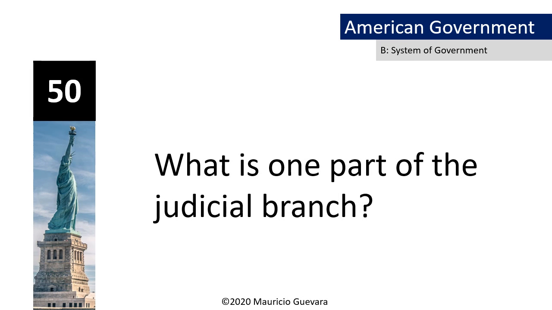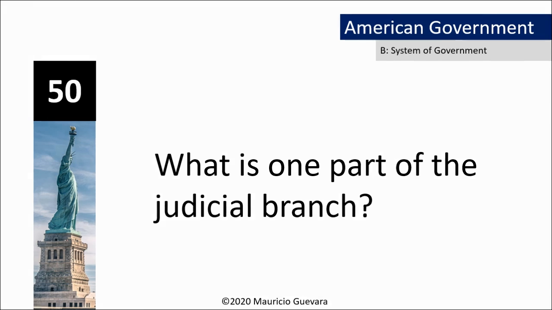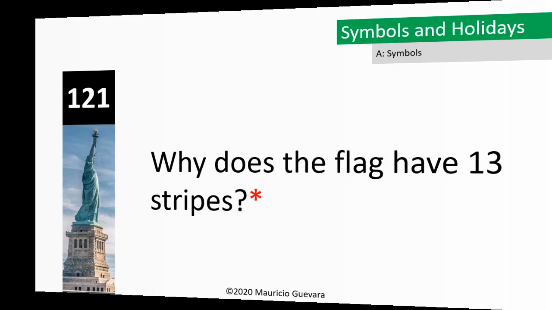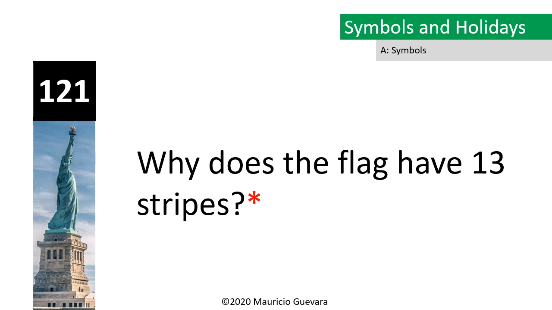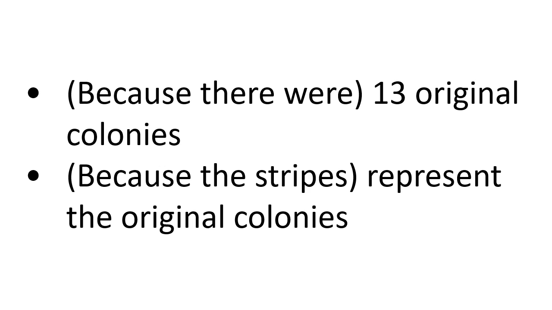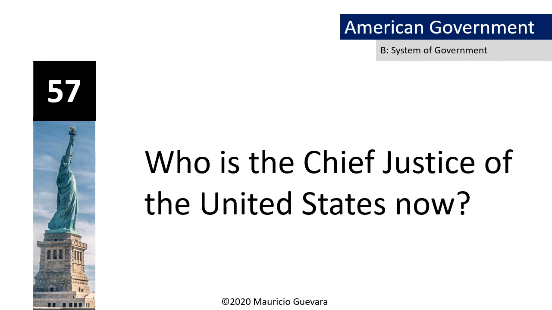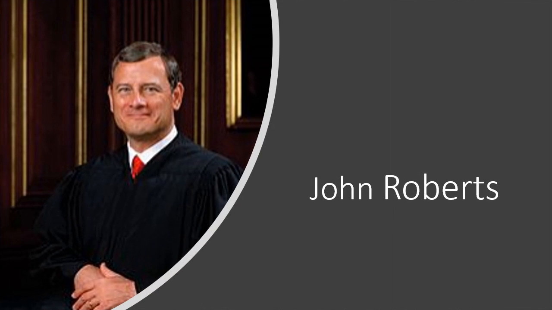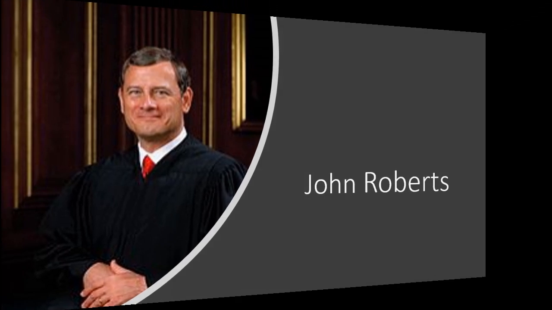What is one part of the judicial branch? Supreme Court. Why does the flag have 13 stripes? Because there were 13 original colonies. Who is the Chief Justice of the United States now? John Roberts.